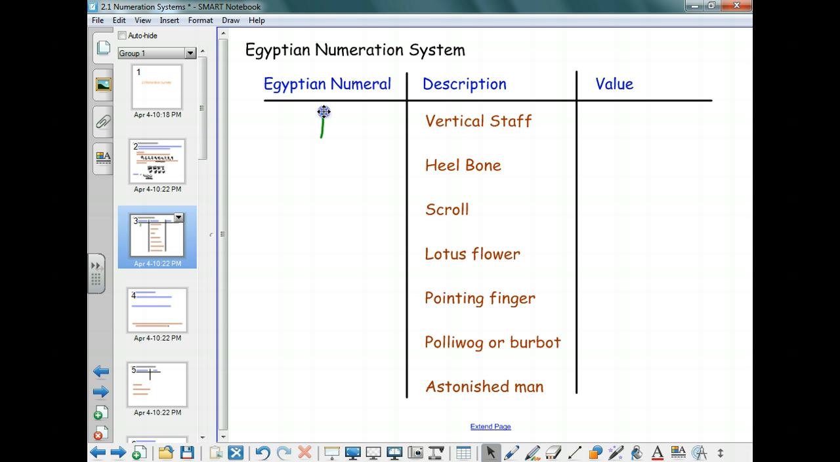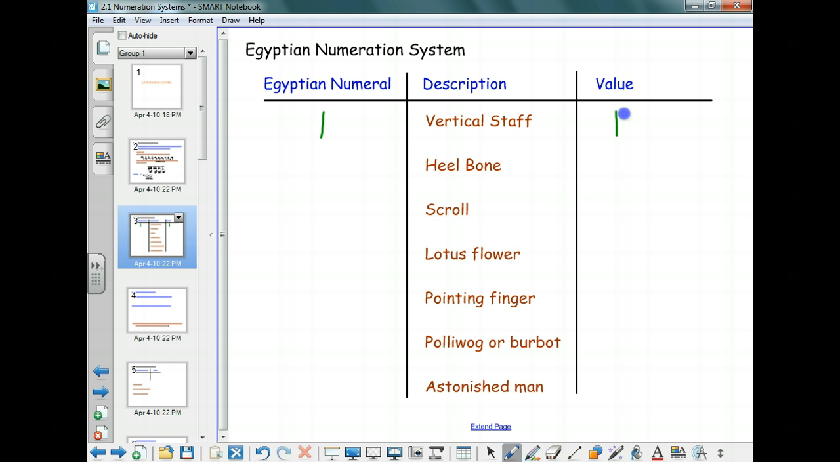Egyptian, their first Egyptian numeral looks like ours. It's called a vertical staff, and it has the value 1, so that's convenient. Okay. So when we see that symbol, we know the value is 1, just like ours.